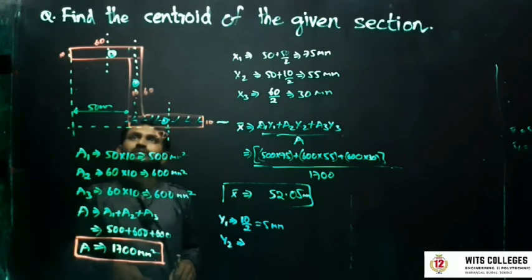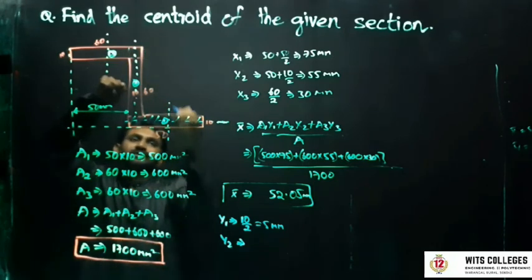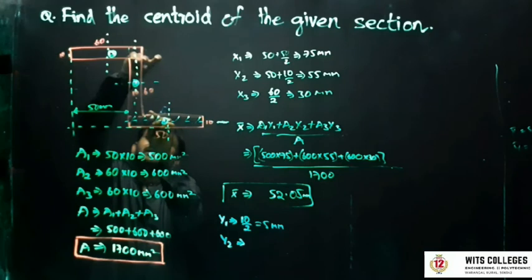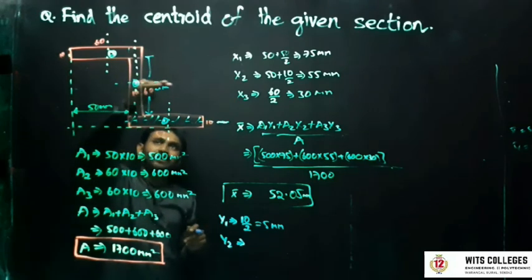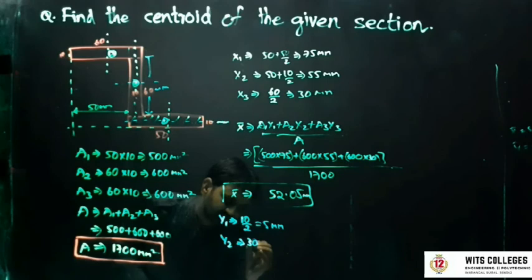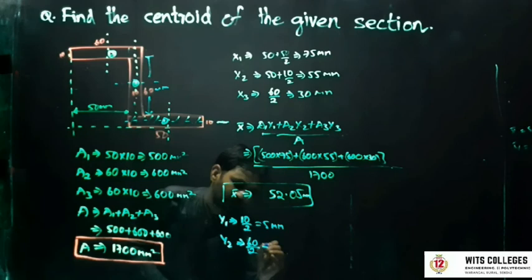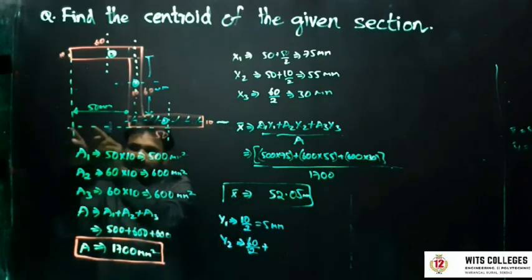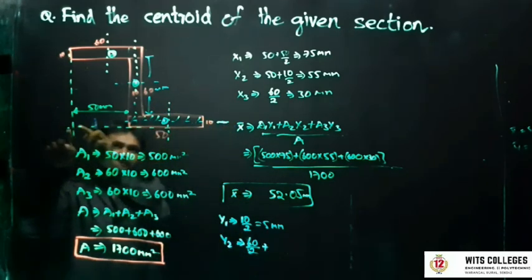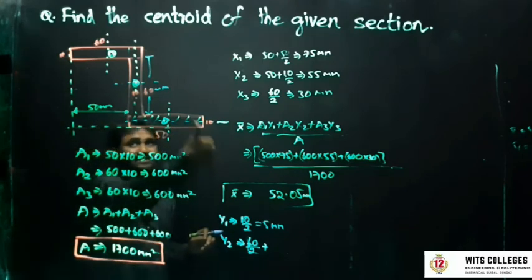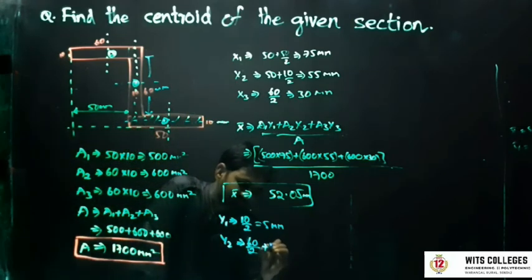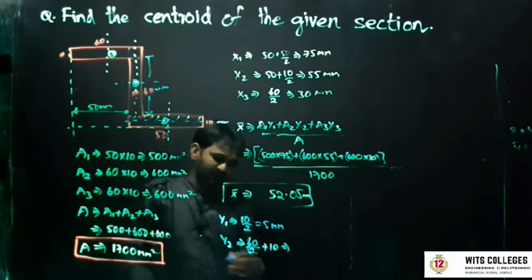y2 equal to, this will also be cut in the horizontal direction. The distance here is 60 mm, so I'll get 60 by 2, plus 10, because this is my axis. From the x axis I have to count when I take y, and for x I have to take from the y axis. So plus 10. 60 by 2 is 30, and 30 plus 10 is 40 mm.